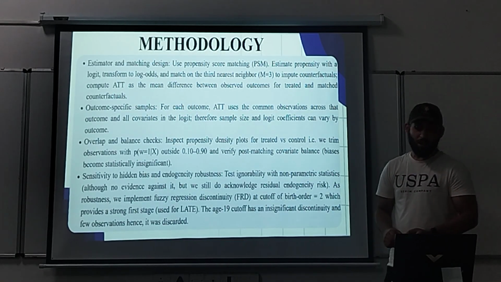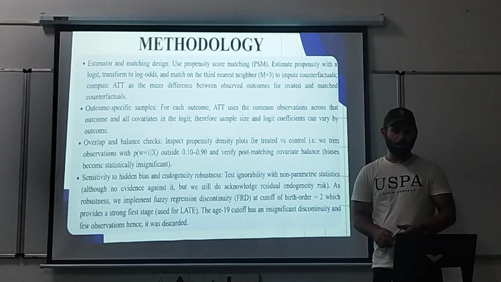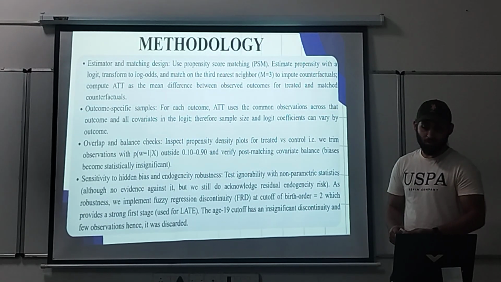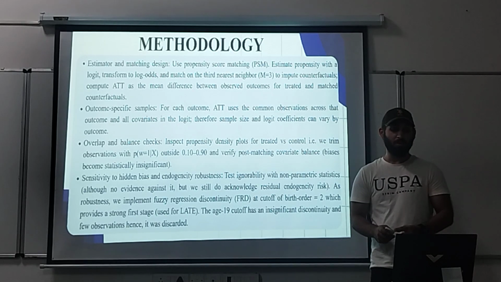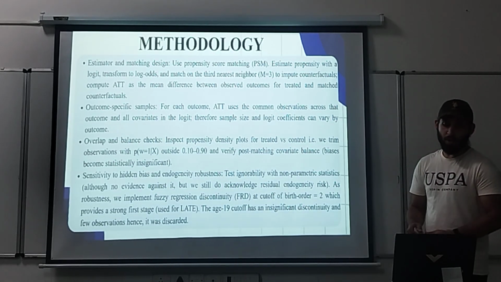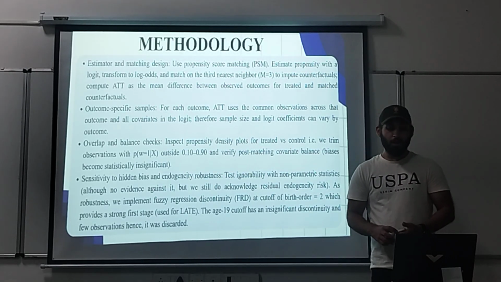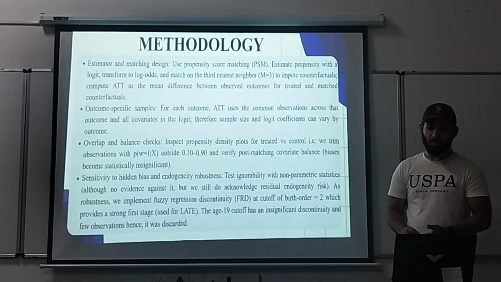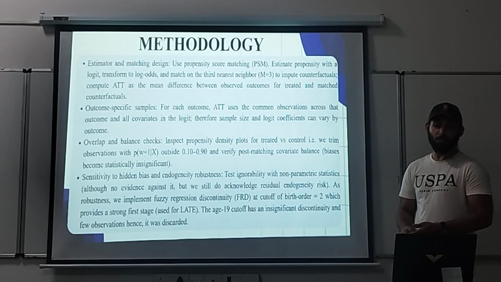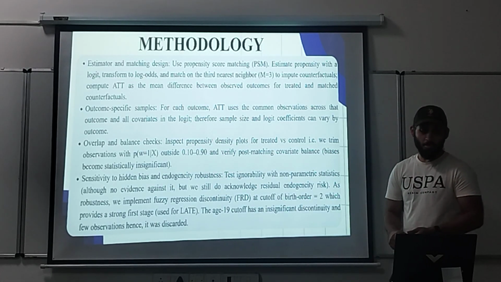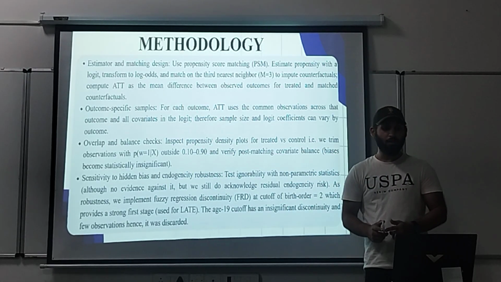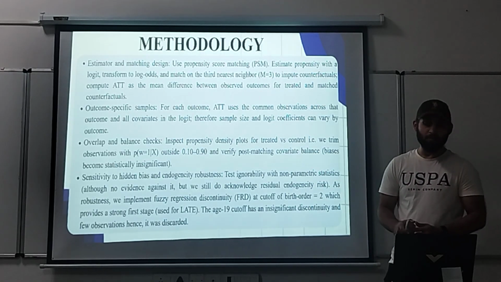One critical assumption for matching is that there is overlap in the treatment and control group, meaning that for each individual there is non-zero probability of receiving either treatment. To ensure balance between the treated and control group, we inspect propensity density plots. Any observation with a propensity score outside the range of 10% to 90% is trimmed. Post-matching covariate balance is also checked, ensuring that any bias has been minimized.